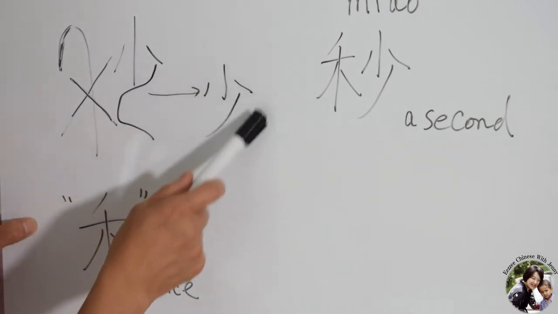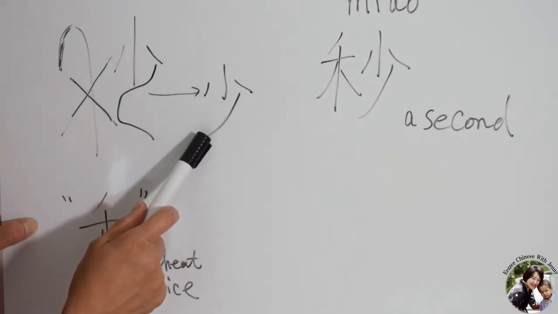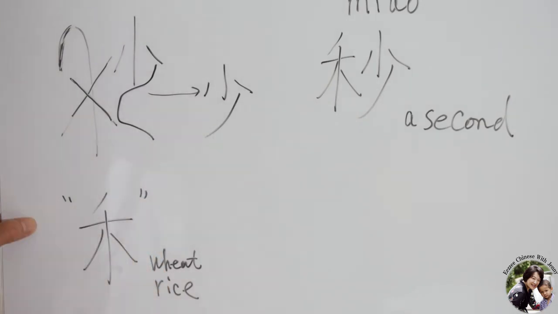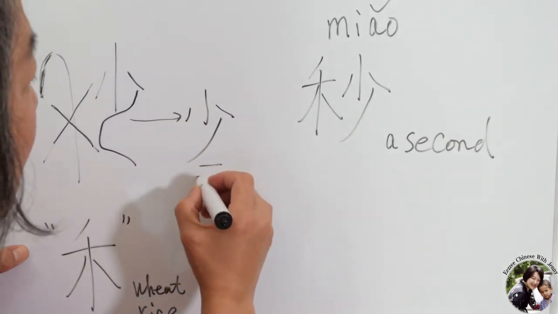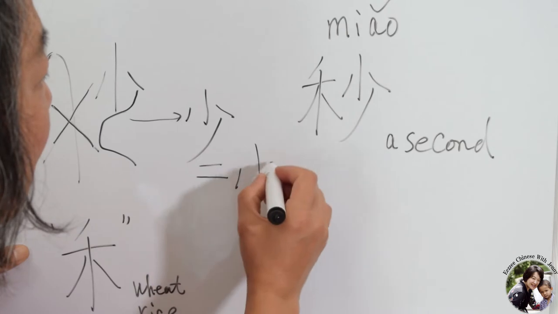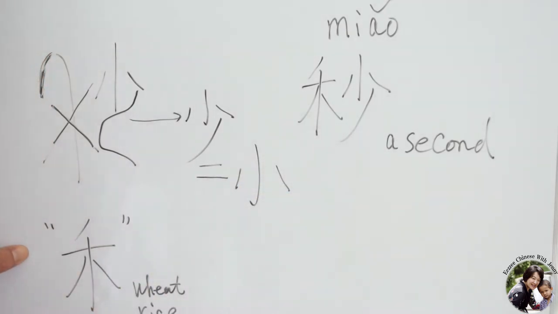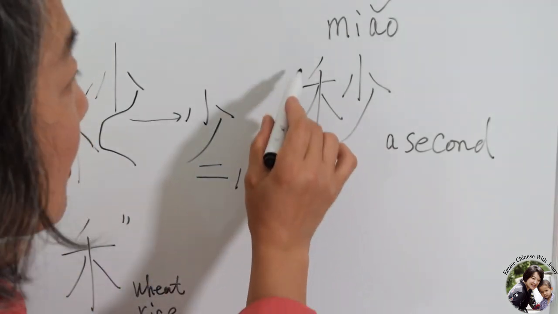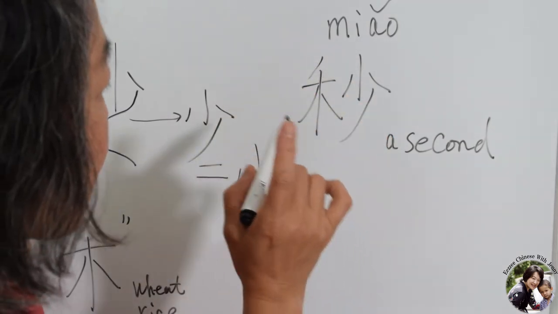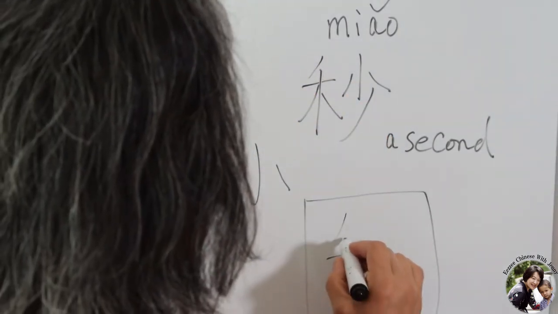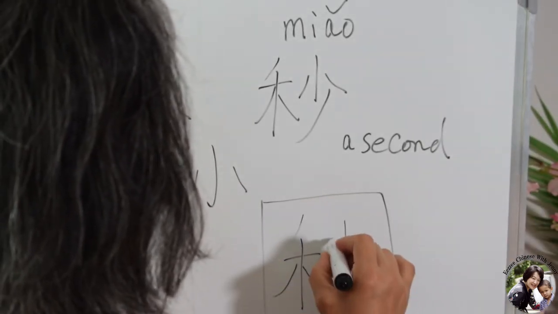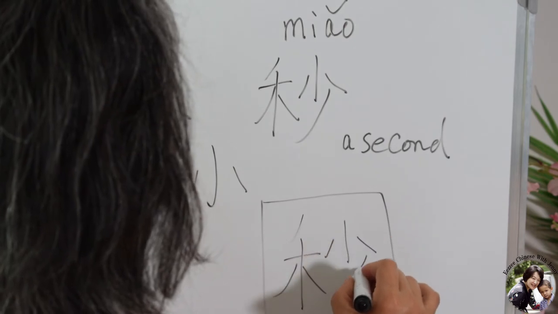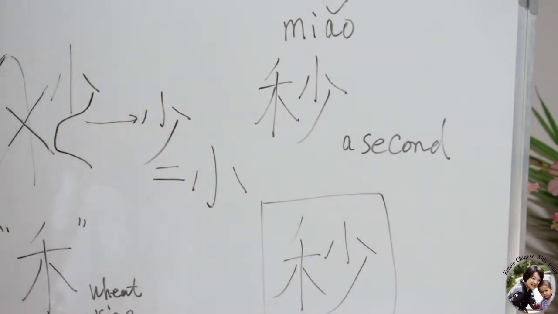And this means less of, small, or it also means young. Yeah, I said this also means small or young. It equals what we have learned, small, right? Small wheat pointing together means a second. 秒, second.